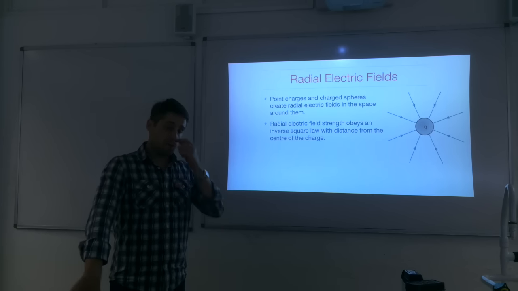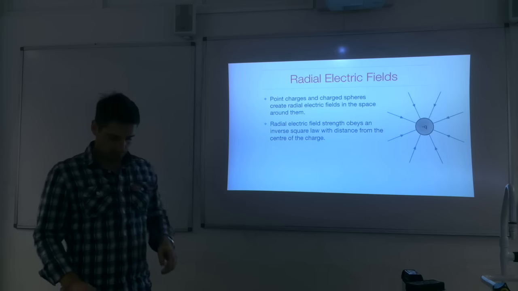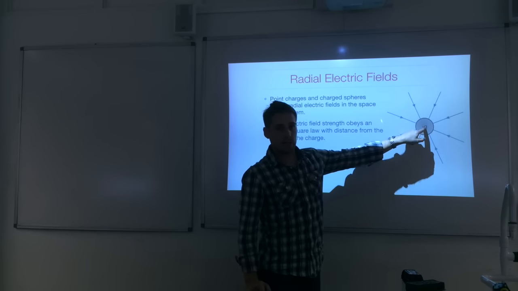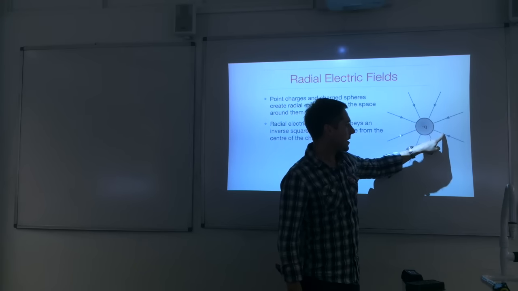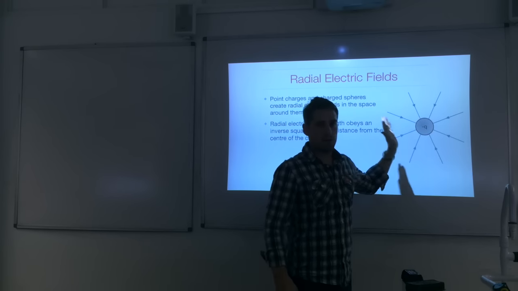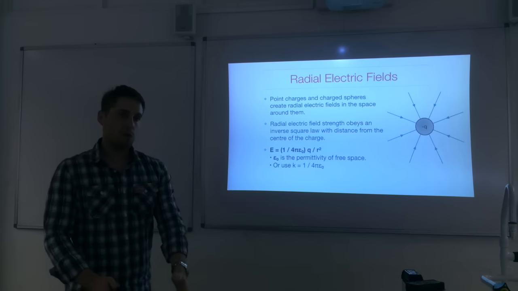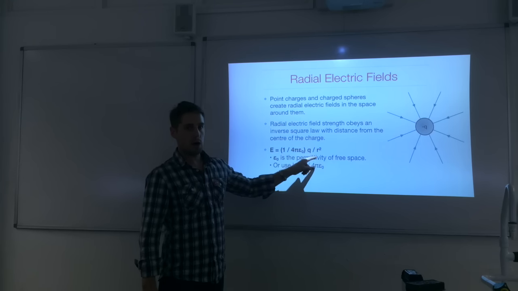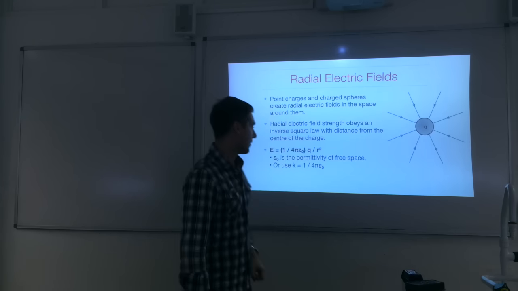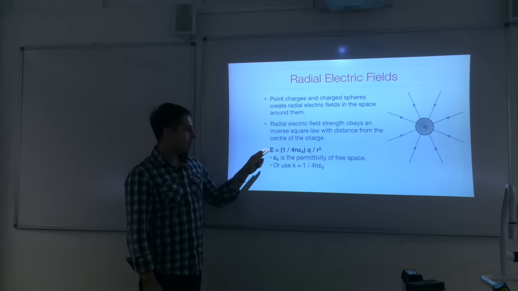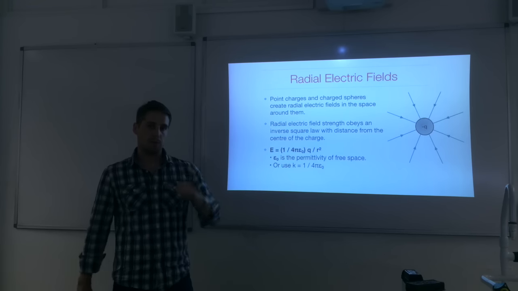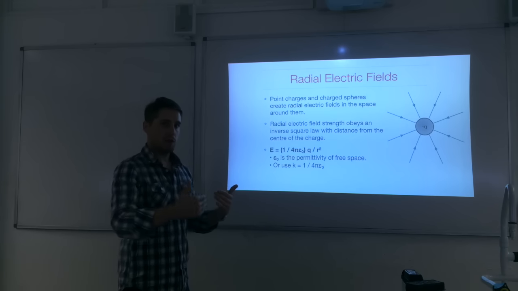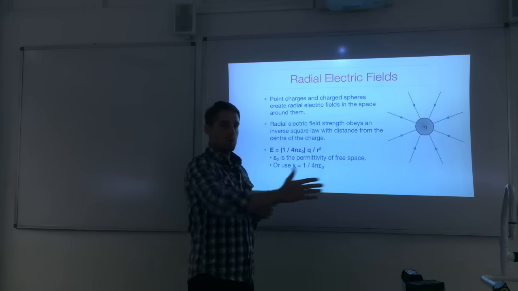The field strength for radial fields obeys an inverse square law of distance from the centre of the charge. So we're taking the centre as our reference point, and the electric field strength here is stronger than here, and the way that it varies is according to this equation. It's an inverse square law where r is the distance from the centre of the sphere. So E is equal to 1 over 4 pi epsilon naught, epsilon naught being the permittivity of free space. In simple terms, that's how easy it is for the electric field to permeate through a vacuum.